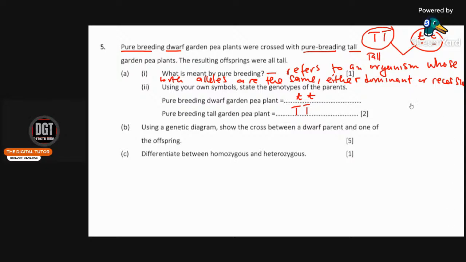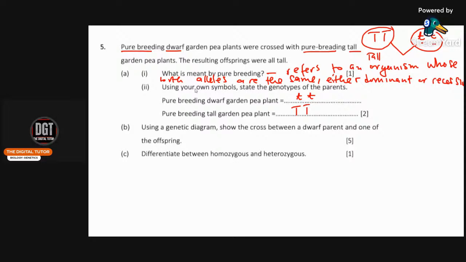Okay, so what I was explaining is that here we have the question that is true-breeding dwarf garden pea plants were crossed with true-breeding tall garden pea plants. The resulting offspring were all tall. Now, these are the terms that you are going to come across: pure breeding or true breeding. When you hear pure breeding and true breeding, it just means the same.